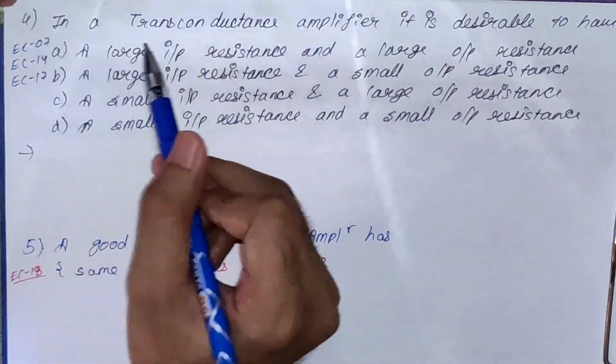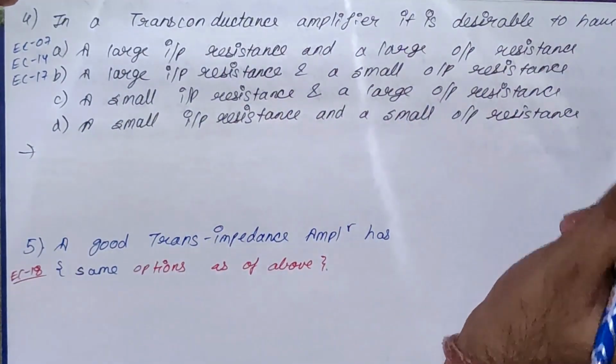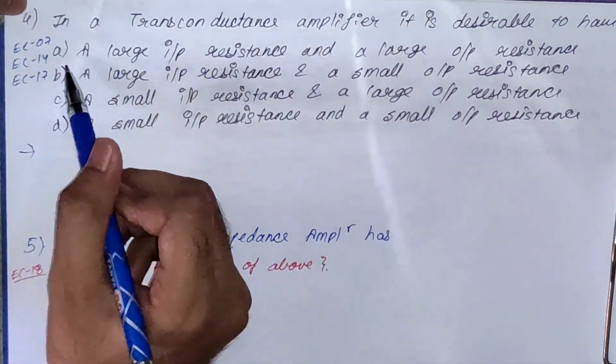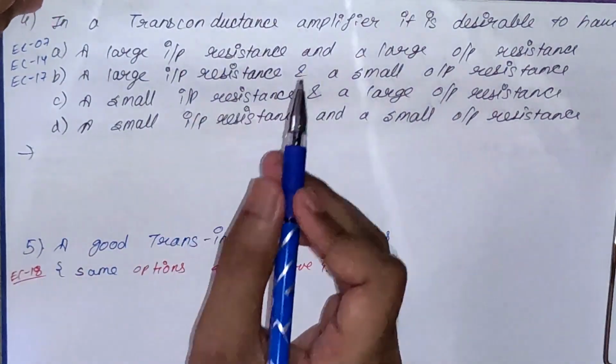Now let's see this fourth sum: in a transconductance amplifier, it is desirable to have... This question was asked in EC07, EC14, EC17, just the wordings were different and the question was the same.